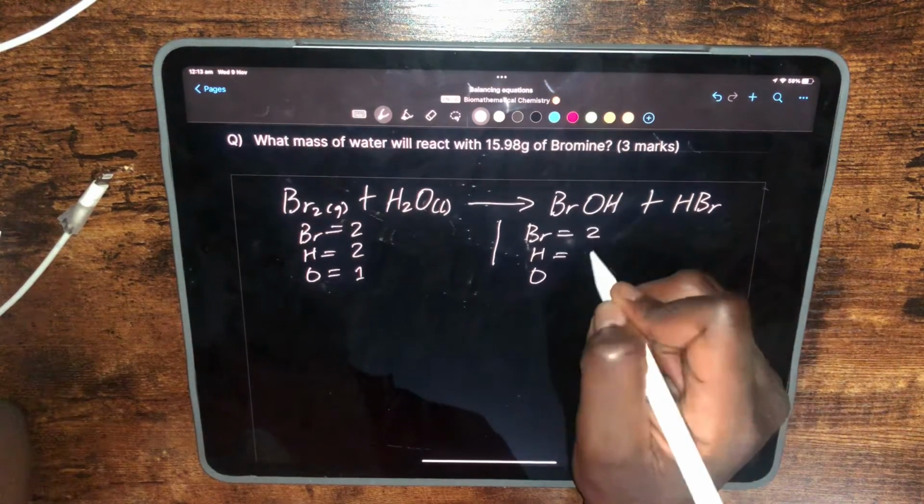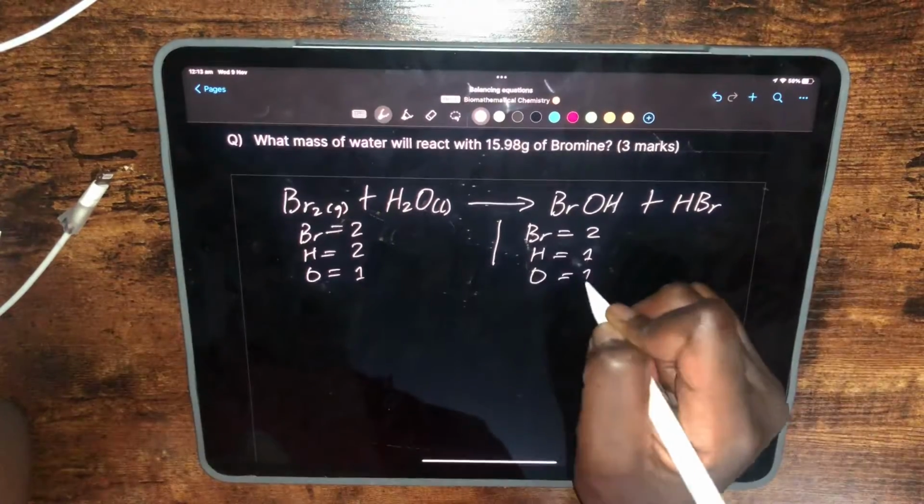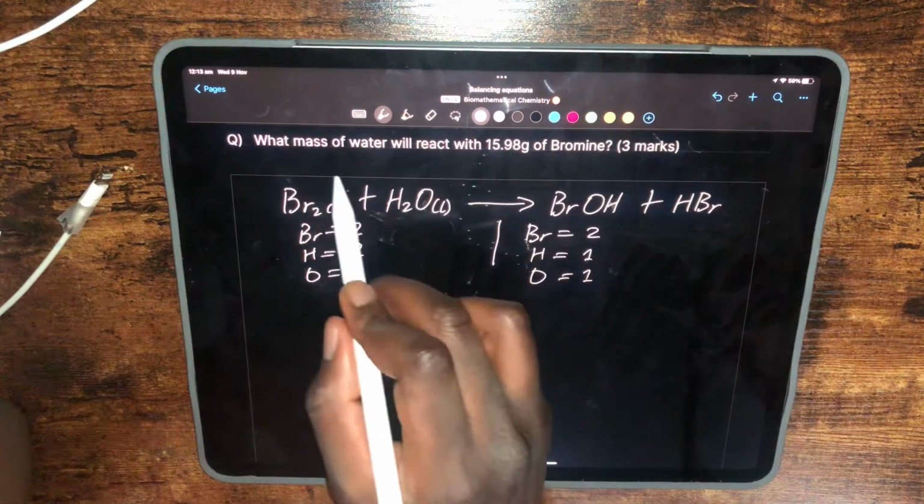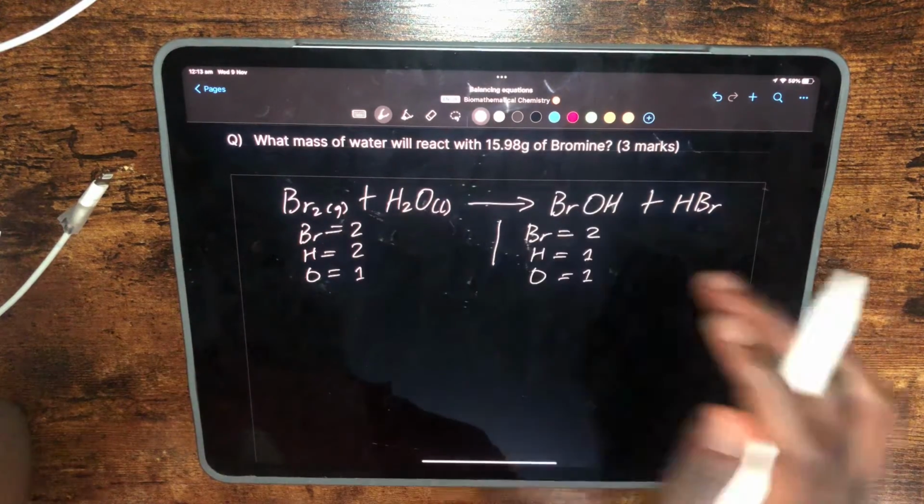There's 2 bromines here. Hydrogen is 1, oxygen is 1. It's balanced on both sides, so that's not going to be a problem. What's the mass of water? What mass of water will react with 15.98 grams of bromine?